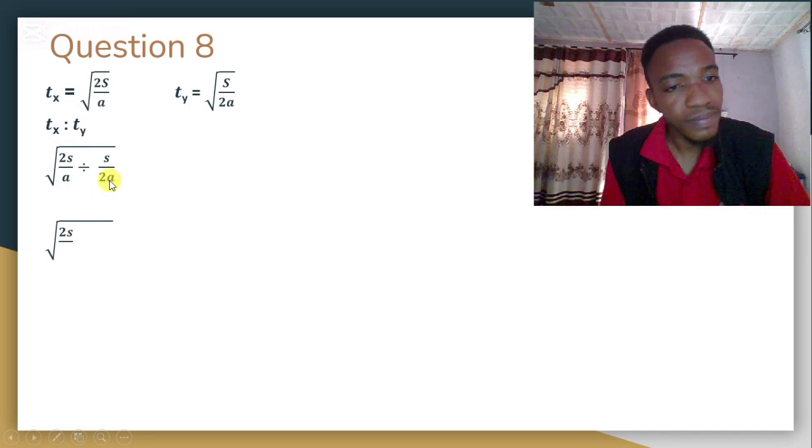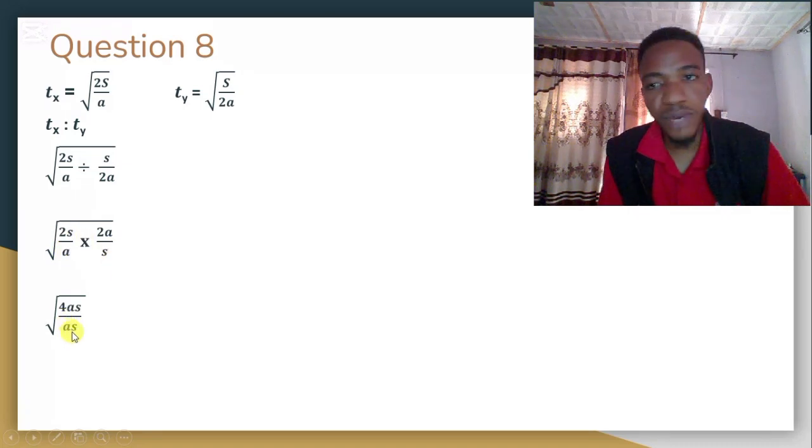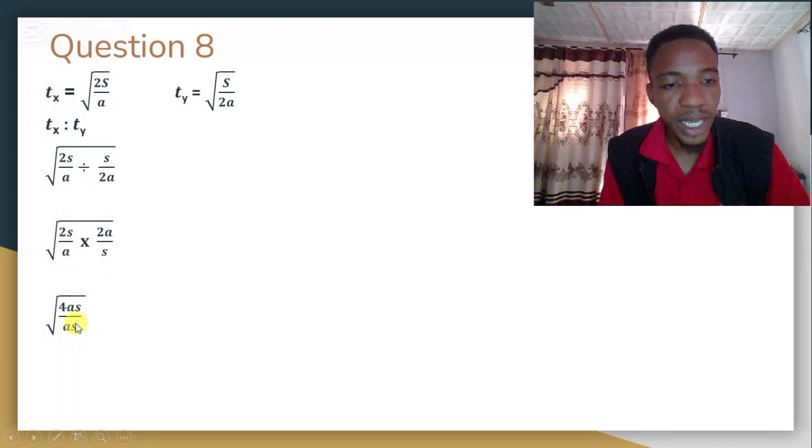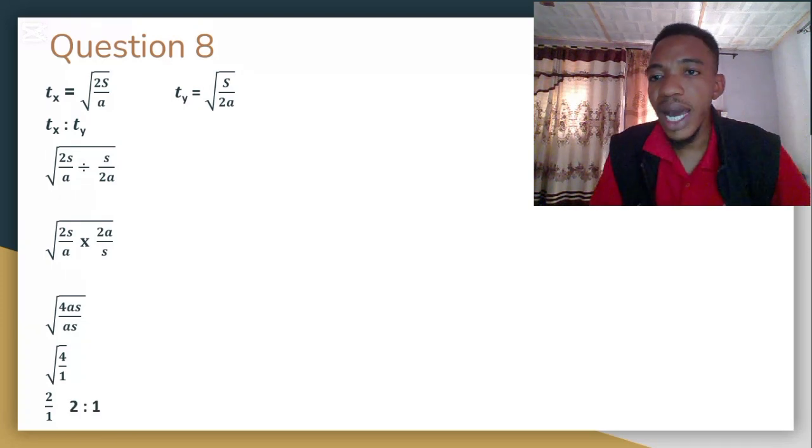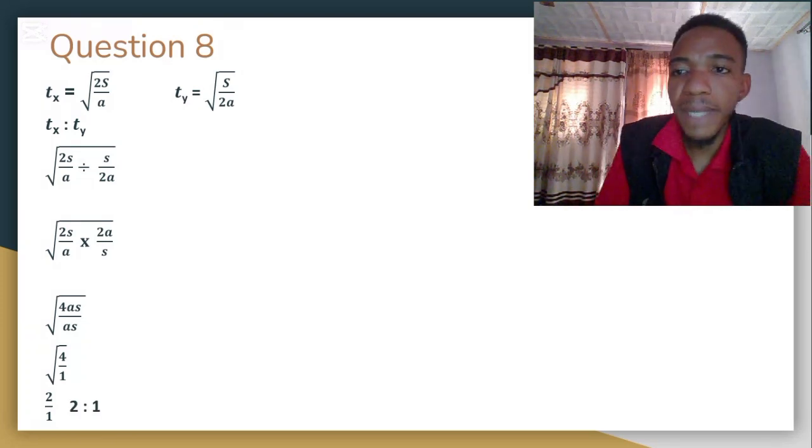So 2x over a times 2a over x. From there, a can cancel out a, or better still, just multiply. This is 4ax over ax. So from there, ax cancels out ax. So you have the square root of 4 over 1, which will be 2 over 1. 2 over 1 is the same thing as 2 ratio 1. Now I've come to the end of this particular question.